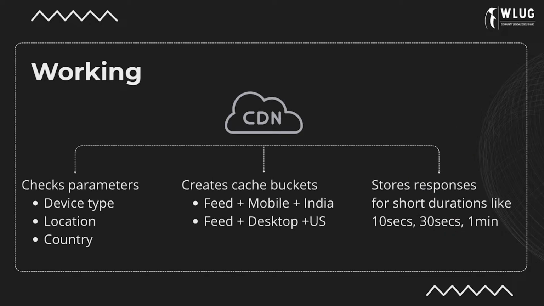So let's see how it actually works. First, your CDN will check your parameters, then create buckets. For example, here we created 2 buckets: feed for mobile users in India, and second, feed for desktop users in the US. Now, as you can see, the data for both of these will be drastically different. Firstly, why? Because they're accessing on different devices. One is on mobile, one is on desktop.